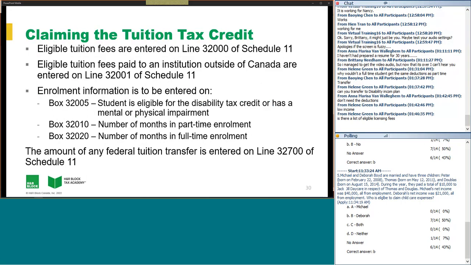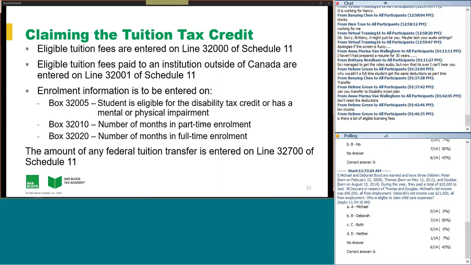How to claim it, you enter them on line 32000, Schedule 11, or if it's outside Canada, on 32001. Then you have to say, is the student eligible for disability or mental or physical impairment? That's important because if you have a disabled student and they're part-time, for the purpose of tuition tax credit and anything connected to tuition tax credit, they are treated as if they are full-time. Because their disability may mean that they cannot go to school full-time, but they would otherwise be going to school full-time if not for the disability. In that case, you're going to tick box 32005, and everything that says part-time will be treated as full-time.